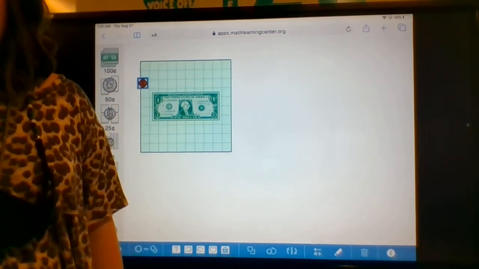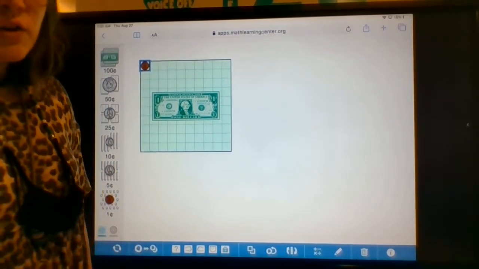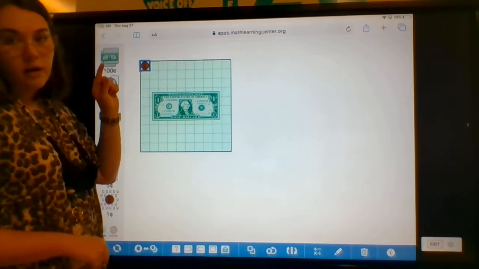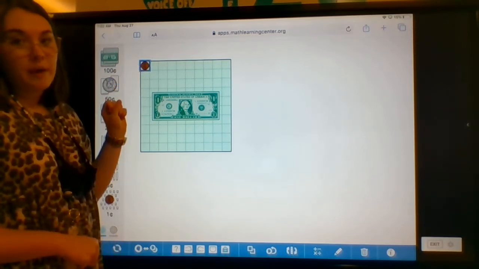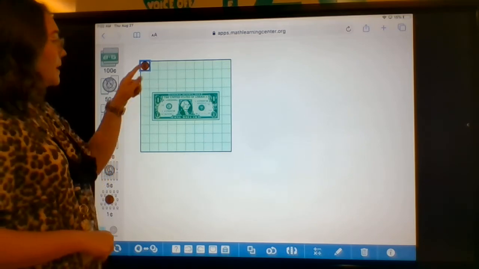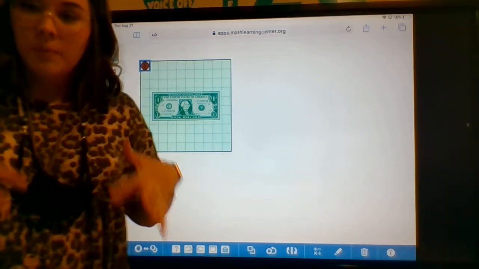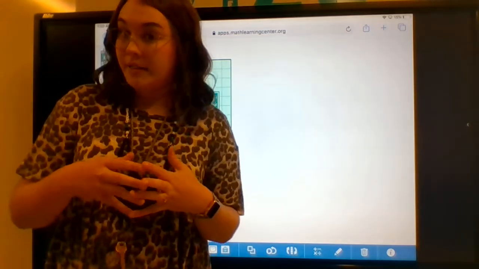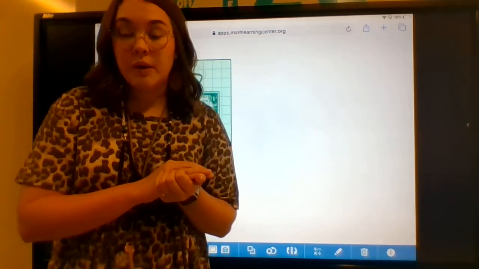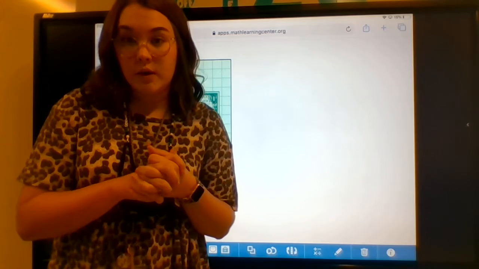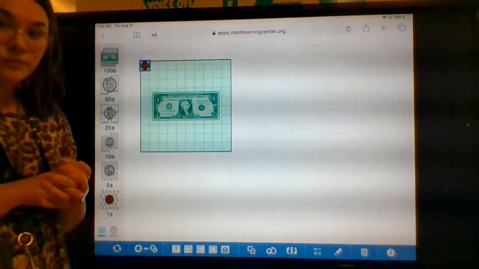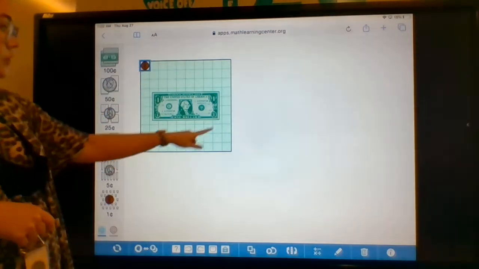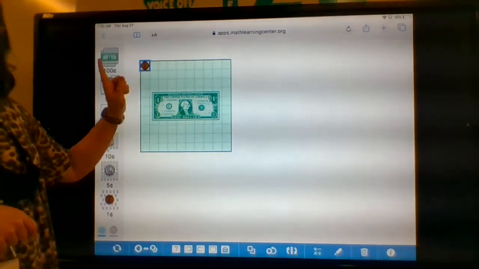So let's look at 1 cent. If you notice, there's 1 square of the dollar being covered by that penny. So if a penny is 1 cent, how many pennies will fit into $1, into 1 whole? If I said, here's $1, can I have change in pennies? How many pennies would you give me? I hope you said 100 pennies is $1.